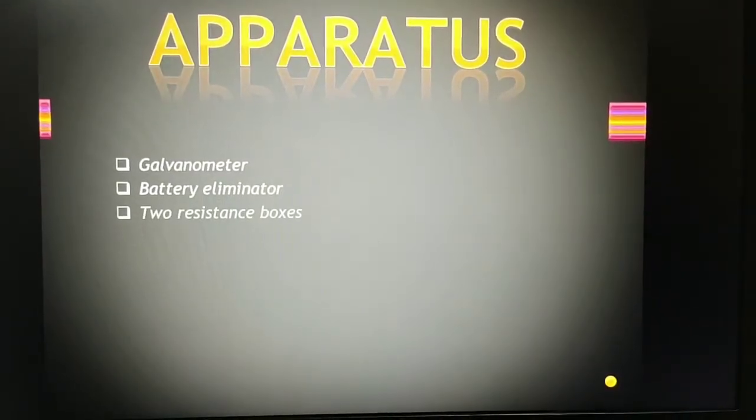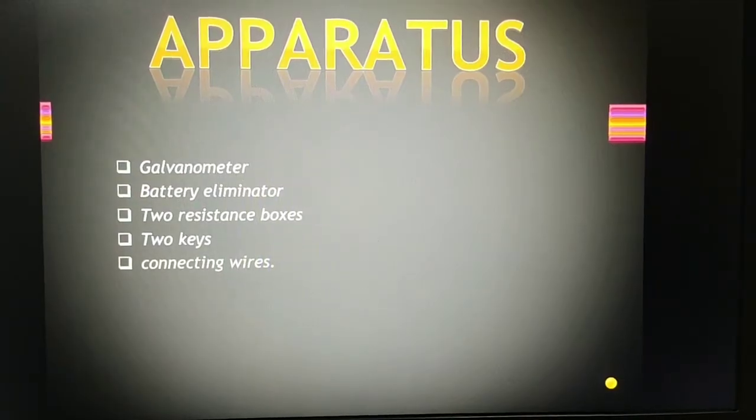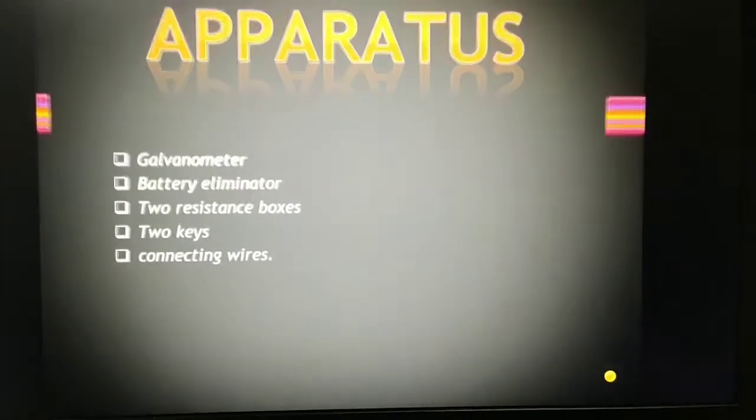Apparatus: galvanometer, battery eliminator, 2 resistance boxes, 2 keys, connecting wires.